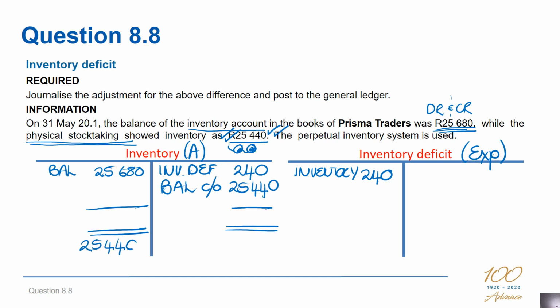So the asset account will be balanced and our balance brought down 25,440. And then for income and expense accounts, this expense account will have to form part of the calculation of our final profit or loss for the year. So this account will be closed off to a profit and loss account at the end of the year. This part of the process where we close off all our income and expenses will again be dealt with in Chapter 9.